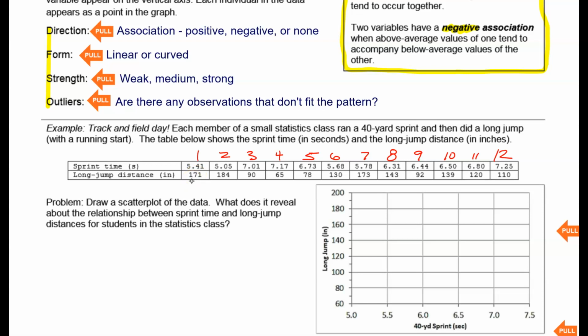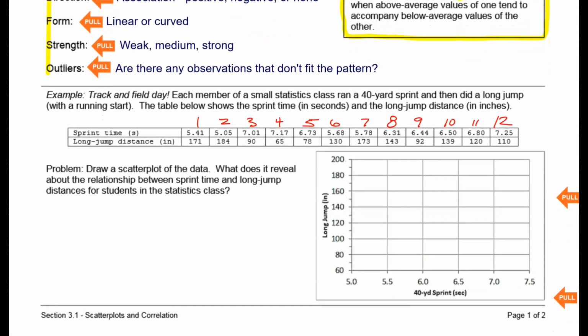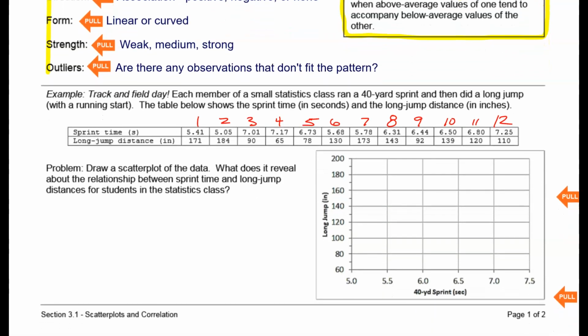So the problem states that we need to draw a scatter plot of the data and answer the question, what does it reveal about the relationship between sprint time and long jump distances for students in the statistics class? Okay, so I'm going to go ahead and create the scatter plot for these 2 distributions. Typically, we'll ask our calculator to do that for us, but we should also be able to do it by hand pretty quickly.